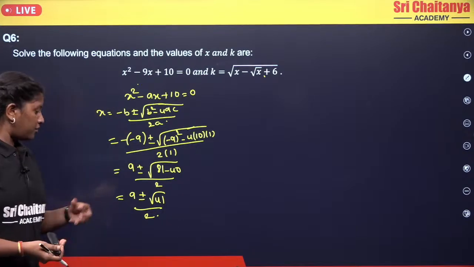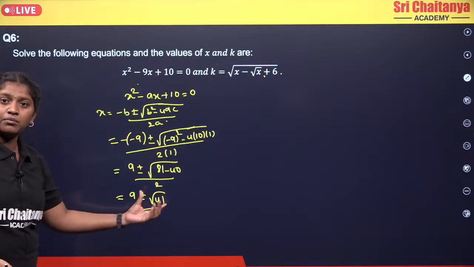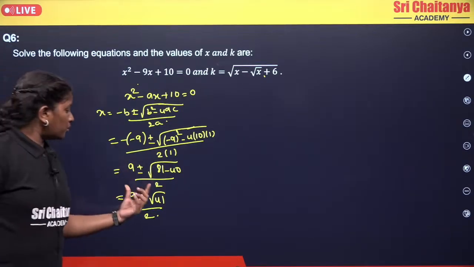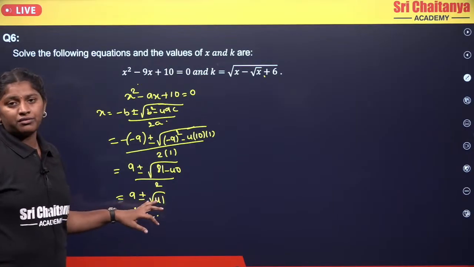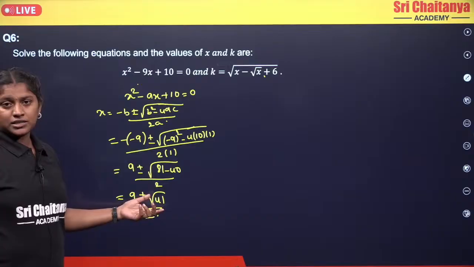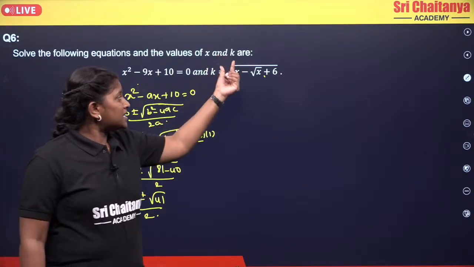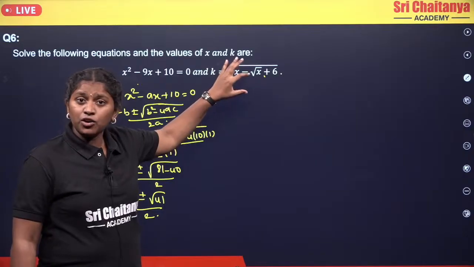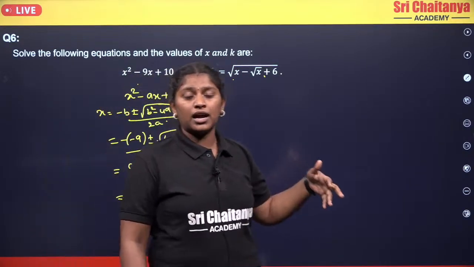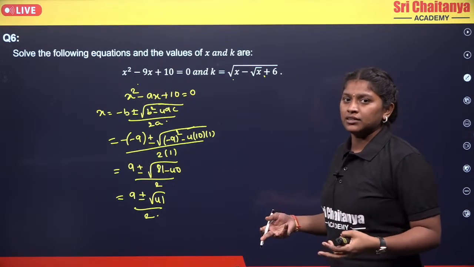Okay, so here we got the two values, like 9 plus root 41 by 2 is the one value and 9 minus root 41 by 2 is the another value. I will suggest you don't take your root 41 value as decimals, you can keep it like root 41 only. Why? Because we are going to place that x value in the k, and in the k you are having a root value once. So after placing the x value also, there is a possibility that the root will get cancelled, right?